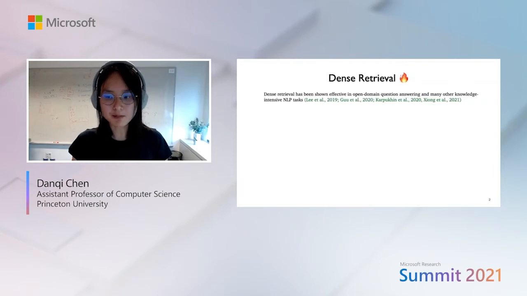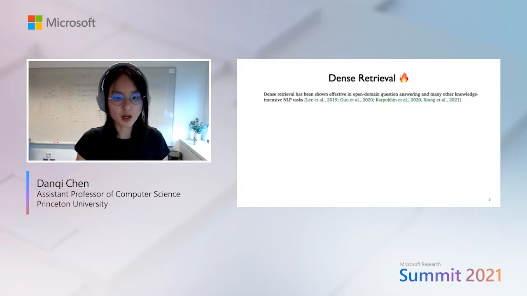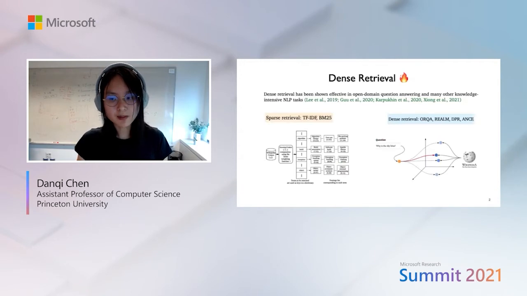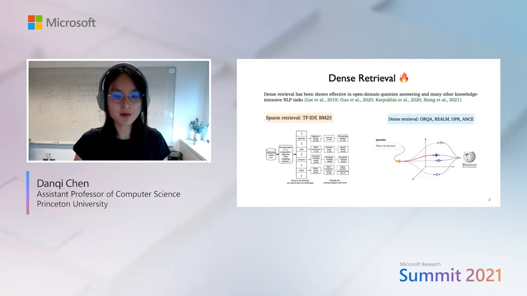Dense retrieval has become very successful in the past 1 or 2 years, and shown effective in question answering and many other knowledge-intensive NLP tasks. Different from sparse text retrieval methods, such as TF-IDF or BM25, which represent text as weighted bag-of-words, these dense retrieval methods first map all the text units into a low-dimensional continuous space, and then we directly do nearest neighbor search in this space.